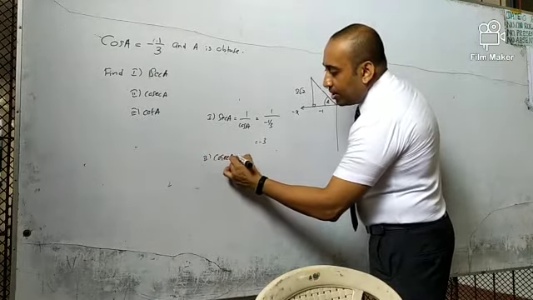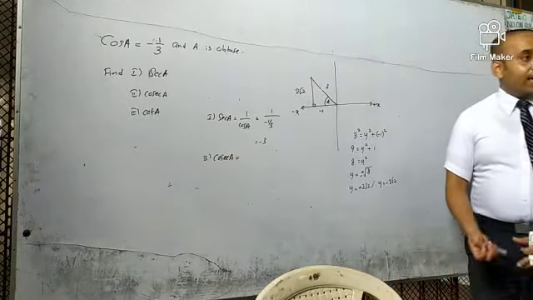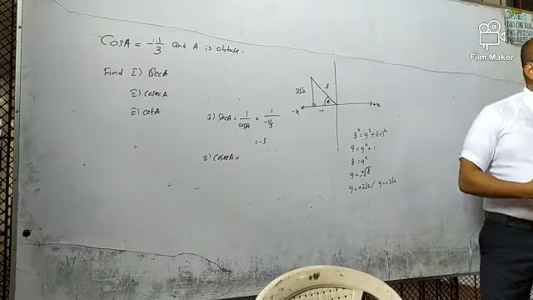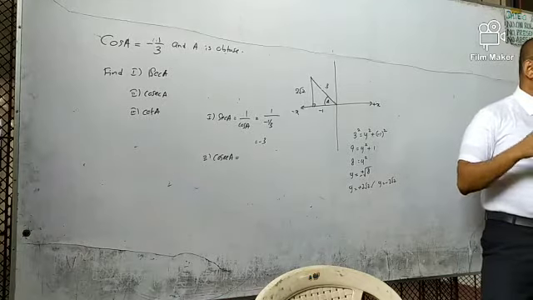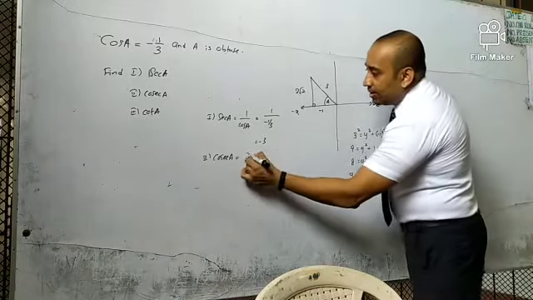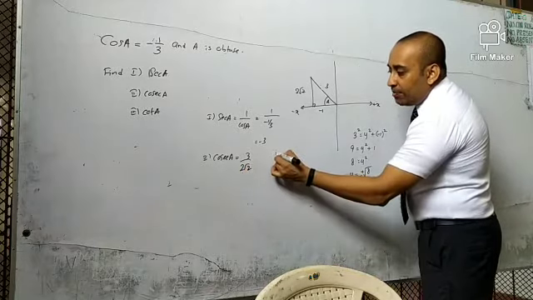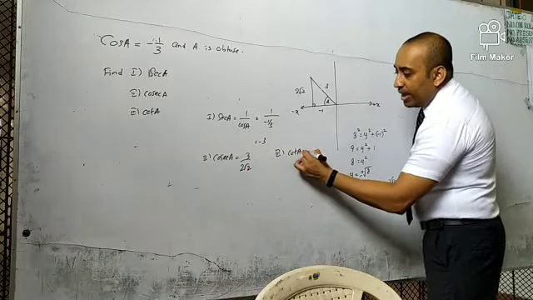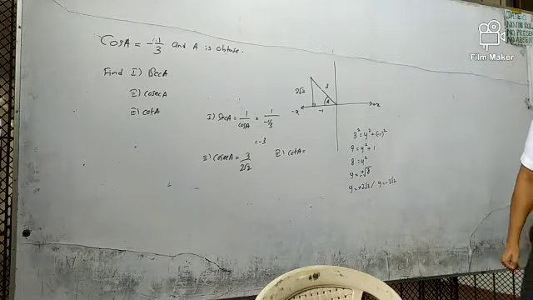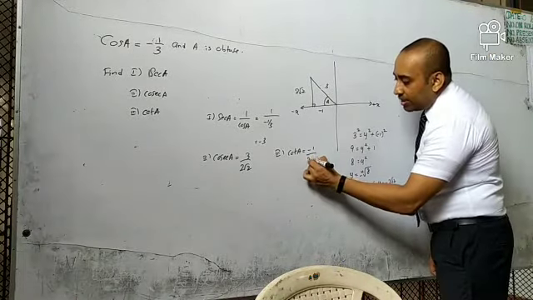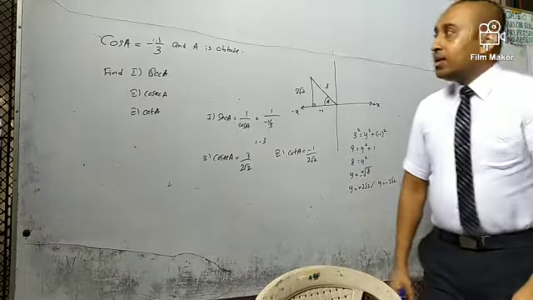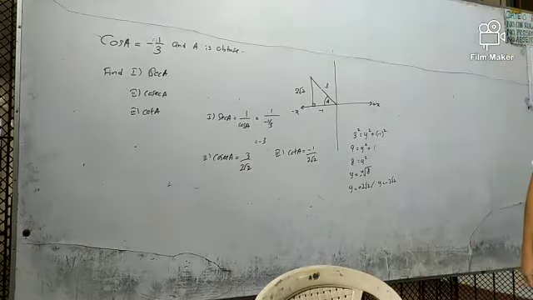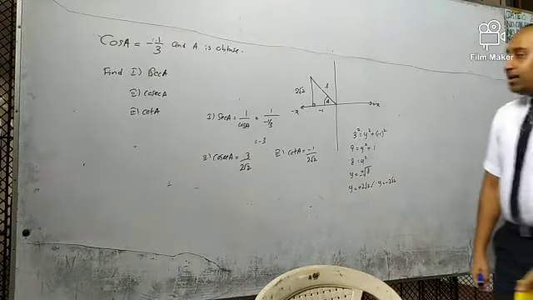Then we can work out this way. Cosec A. Cosec A is 1 over sin A. Sin A is opposite upon hypotenuse, so cosec A should be hypotenuse upon opposite, 3 over 2 root 2. Then part 3 is cot A. Cot A is adjacent upon opposite. Adjacent is minus 1 upon opposite 2 root 2. That is the final answer for this kind of question. Understood? Right. That is it. Then the next question.